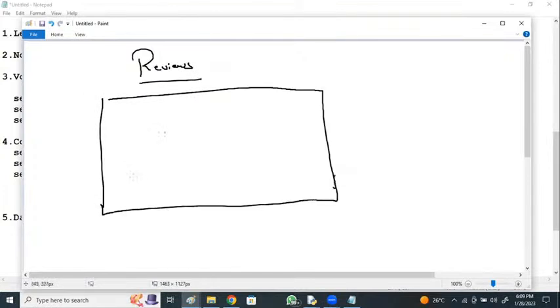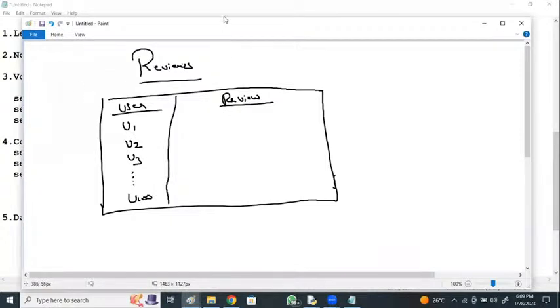User 1, user 2, user 3, 100 users, and their reviews. First person saying the movie is good, second person saying the movie is not good. For example, think that they are giving reviews in the form of ones and zeros. First person saying one, second person saying zero. One means good, zero indicates bad.